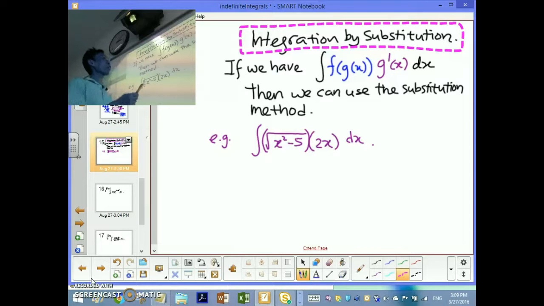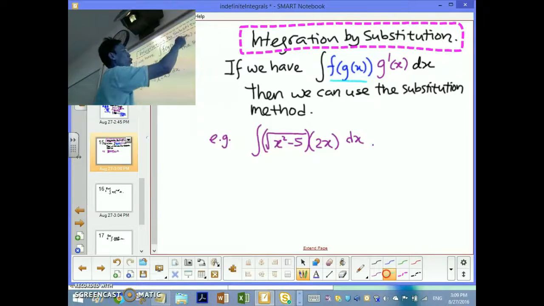If you have a particular form like this, f of g of x multiplied by g dash of x dx, then we can use the substitution method to solve the problem. An example here is this. So this looks like a product of two things, but this is a very special product. If you pay attention, you will see that 2x here is basically the derivative of x squared minus 5. So how do we proceed?